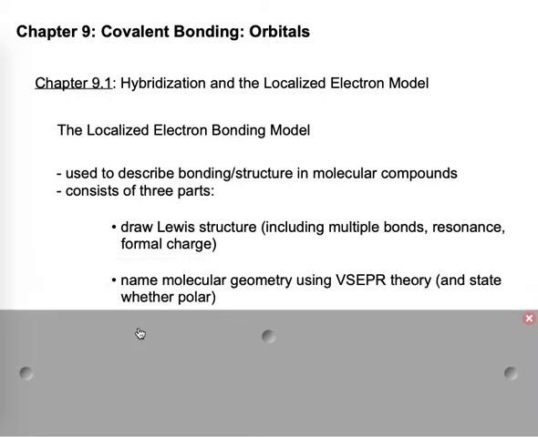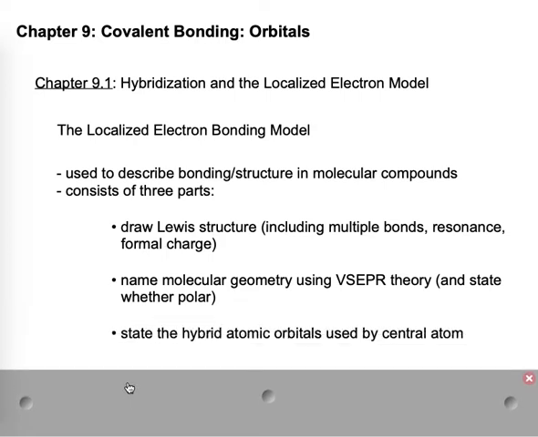Step 2 is to name the molecular geometry using VSEPR theory, specifying bond angles, and then state whether the molecule is polar or nonpolar based on the geometry. And then finally, the third part is to state the hybrid atomic orbitals used by the central atom to explain that geometry. And that is the topic of today's video, hybridization.